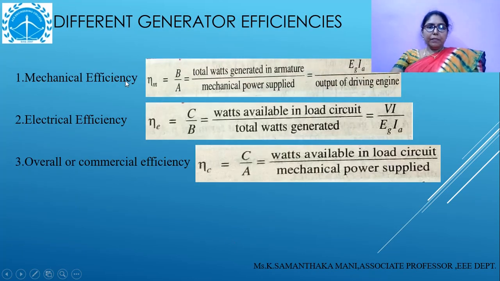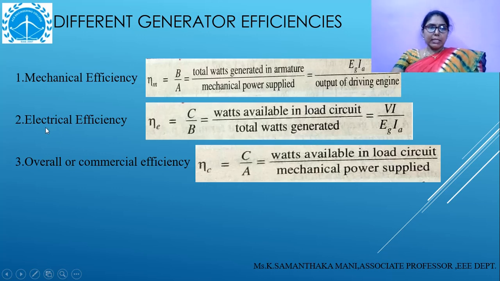Mechanical efficiency is nothing but B by A here. What is B here? Total watts generated in the armature. And what is A here? Mechanical power supplied, nothing but the input to the generator. We can write it as EG into IA by the output of the driving engine or prime mover.